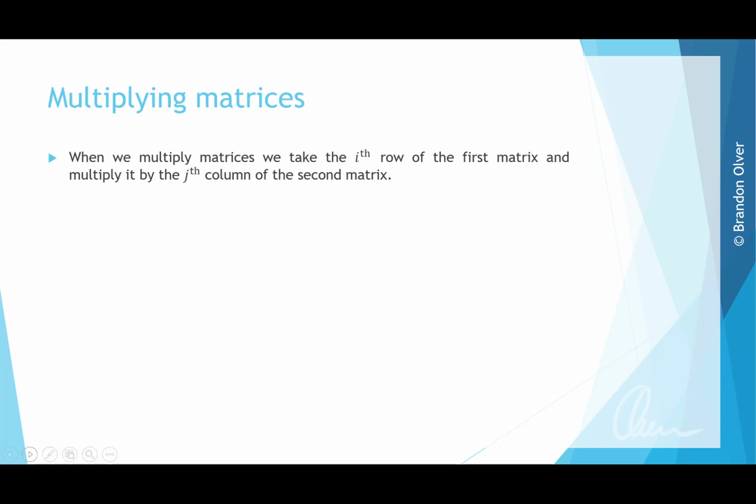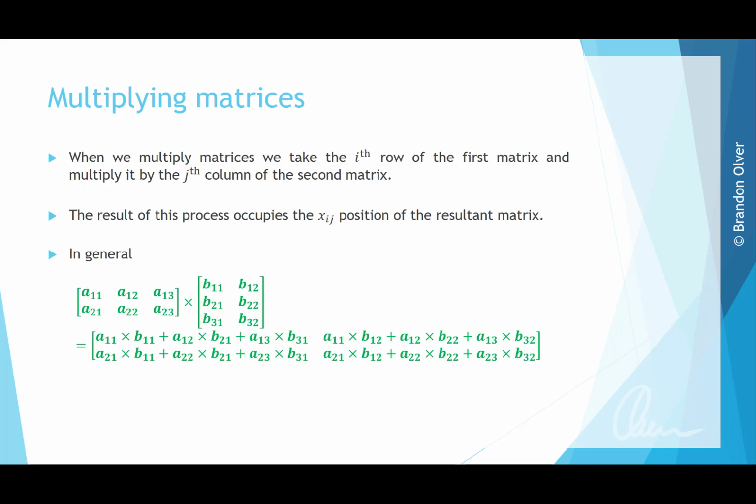When we multiply matrices, we take the ith row of the first matrix and multiply it by the jth column of the second matrix. The result of this process occupies the xij position of the resultant matrix. So in general, when we multiply out these matrices, we take A11 and multiply it by B11 to get the first part of this entry. In the same entry, we take A12 and multiply it by B21, and that gives the second part of this entry. So we add up each of these individual multiplications to find the first entry.